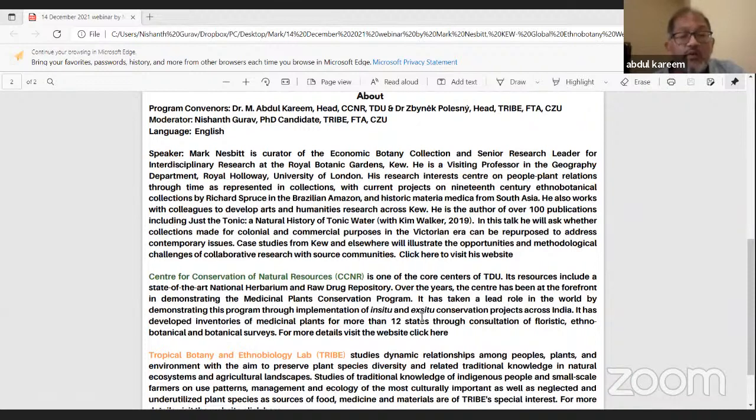He's also author of more than 100 publications on natural history. And in this era, the case studies from Kew and elsewhere illustrate the opportunities and methodological challenges of collaborative research with source communities. And TDU is also working with him in certain projects which we have visualized and tried to work on. I mean, we are working also with Mark and team on this. And with this introduction, I would request Mark to start the presentation. Yeah, thank you. Thank you so much, sir.